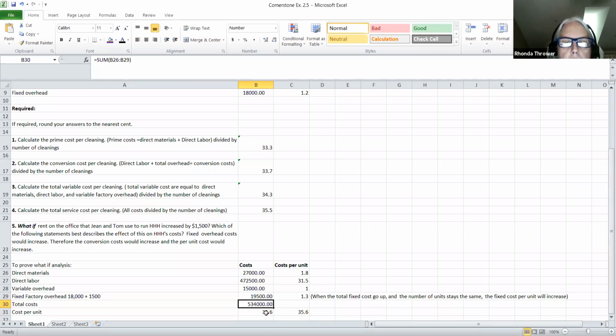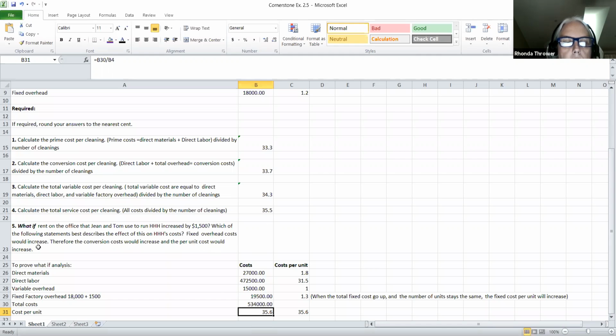The total fixed cost would make the total cost change or go up. So therefore, your cost per unit will also go up. The cost per unit now is $35.60, whereas before it was $35.50. Again, we would take this total cost of $534,000 and divide it by 15,000 cleanings, and that's how you would get $35.60. So the cost per unit has increased.